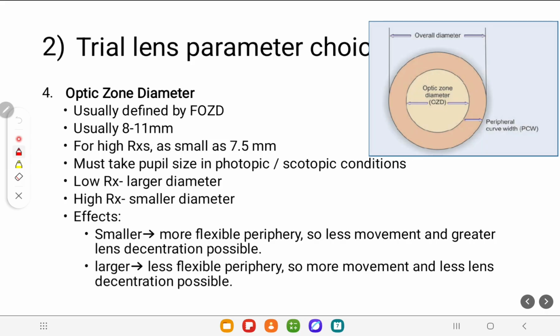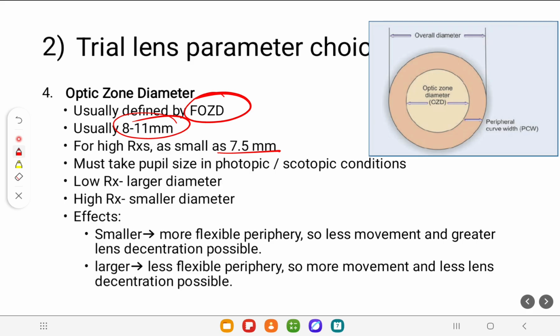Okay, fine. Another point is optic zone diameter. I have already told you about front optic zone diameter. Why is it important? It's important because we want our pupil to be covered by the front optic zone diameter, no matter whether it's photopic or scotopic. We definitely want our scotopic pupil covered by the front optic zone diameter. Usually front optic zone diameter is 8 to 11 mm. For high Rx, the front optic zone diameter gets smaller. It must be smaller, otherwise lens edge thickness in minus lenses and central thickness in plus lenses goes way beyond what we want.